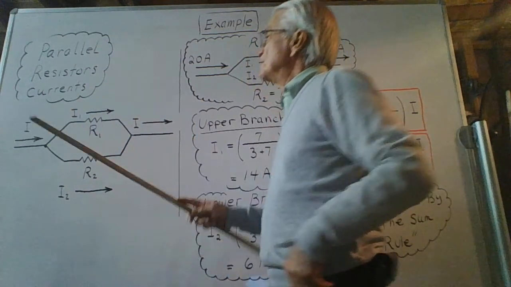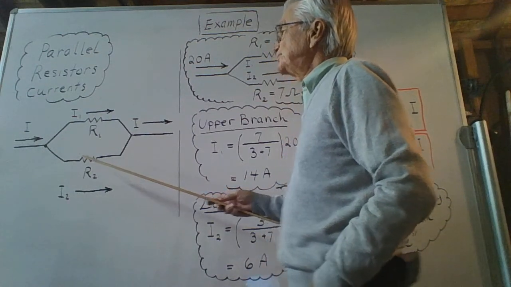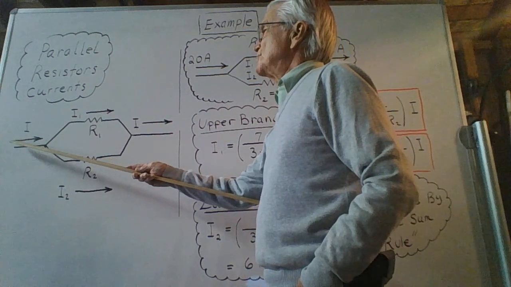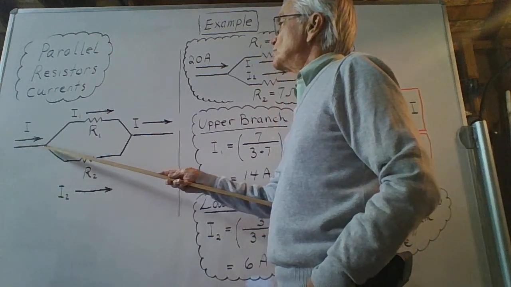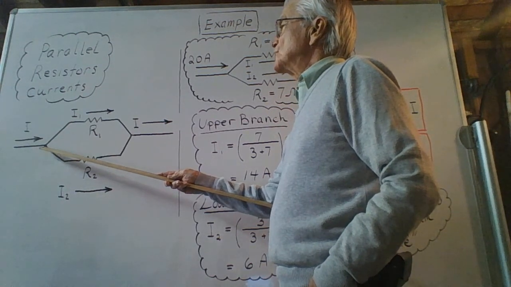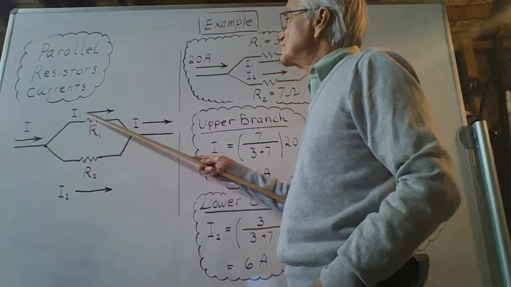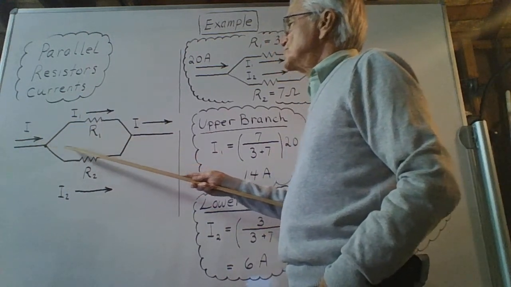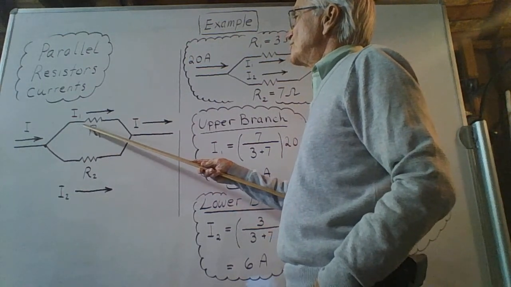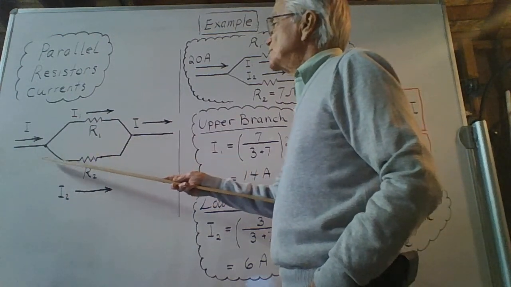I show a pair of resistors that are connected in parallel, and I show a current coming from elsewhere in the circuit approaching what we will call a branch point. The current will divide, generally unequally, some of it going upstairs, some of it going downstairs. We refer to this portion of this pair of parallel resistors as the upper branch, and this is the lower branch.